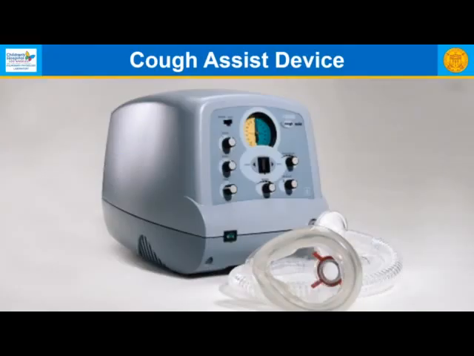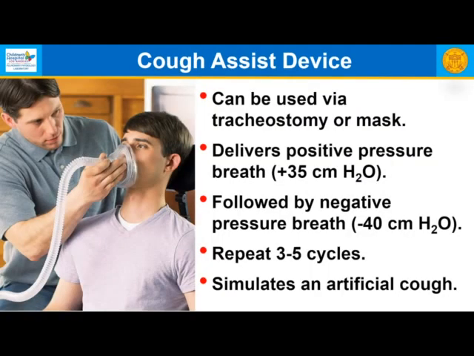Cough assist device is a different issue. So airway clearance is used to move secretions from small airways into large airways. If somebody has a neuromuscular weakness and cannot cough, then a cough assist device is helpful. This essentially is an artificial cough. It can be used via tracheostomy or mask. It first delivers a positive pressure breath in adolescents or adults of 35 centimeters of water, followed by a negative pressure breath of minus 40 centimeters of water, and usually repeat 3 to 5 cycles. This essentially simulates an artificial cough, a deep breath, and then a forced exhalation out.